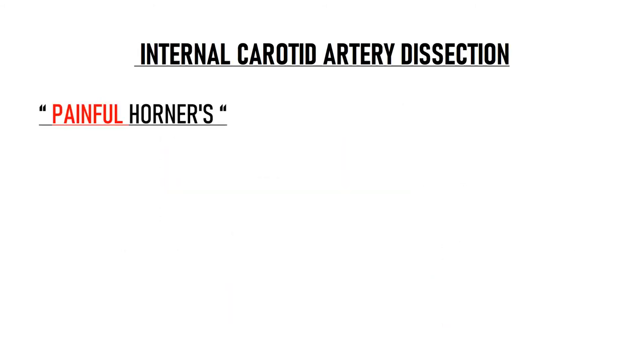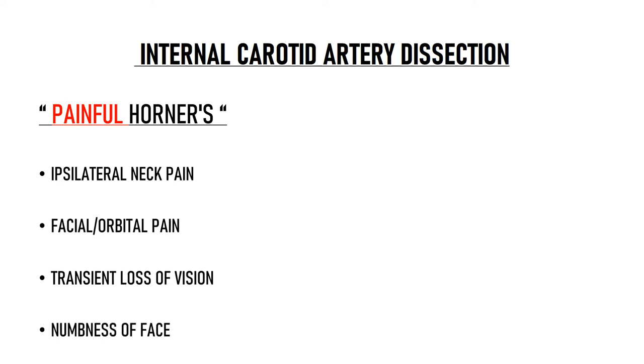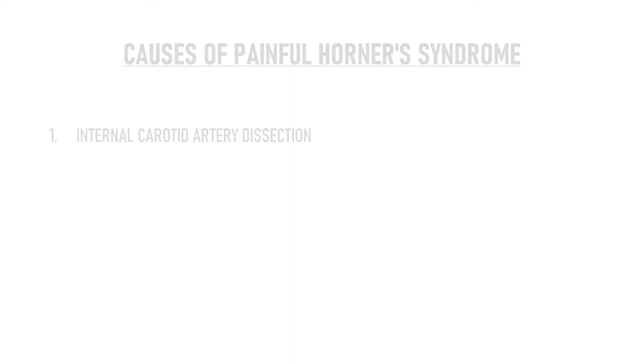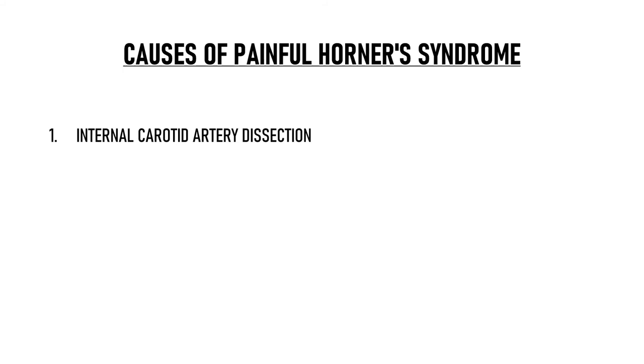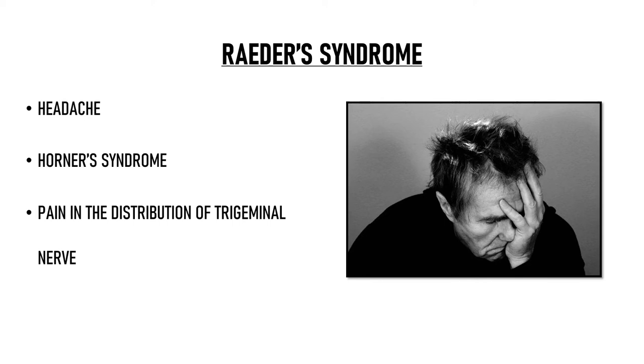They have ipsilateral neck pain, facial pain, orbital pain, sometimes even transient loss of vision due to retinal ischemia, or even numbness of face. Besides carotid artery dissection, other causes of painful Horner's include Raeder syndrome and cluster headache. Raeder syndrome is a form of headache where patient presents with features of Horner's syndrome with pain along the distribution of the trigeminal nerve, with or without other cranial nerve palsies.